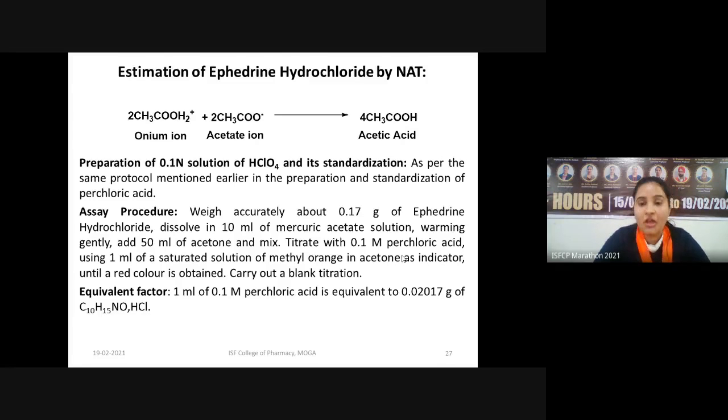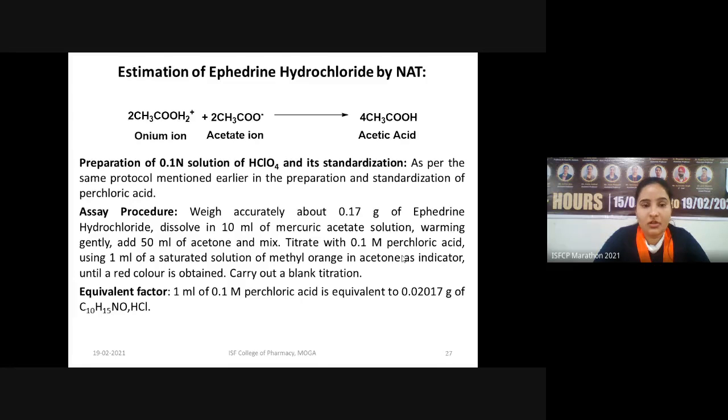When we dissolve 0.17 gram of ephedrine hydrochloride in mercuric acetate solution, ephedrine hydrochloride is going to release Cl negative ions, which we know will be replaced by the acetate ions from the mercuric acetate, and hence we will be getting acetate ions. Acetate ions, being a very strong base as compared to chloride ions, will react with the onium ions which we have produced by the protonation of glacial acetic acid by perchloric acid.